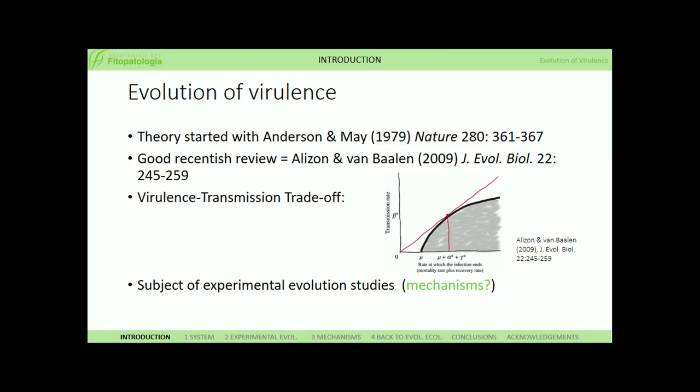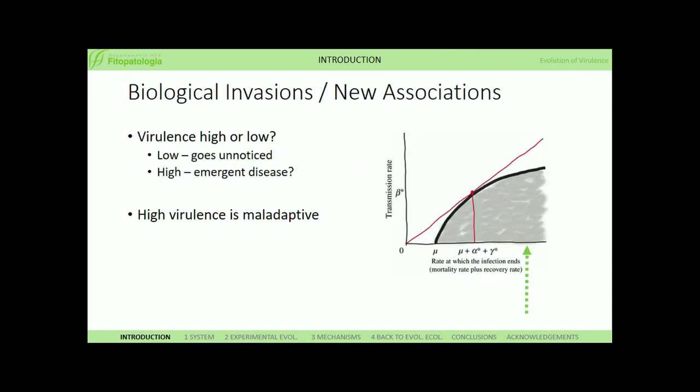This has been the subject of a number of experimental evolution studies, Daphnia and all sorts of things, of course, E. coli and bacteriophage and so on. But often the mechanisms are not very well understood, it's just assumed there's this selection and the organisms can respond. Then what happens if you have a biological invasion or a new association between host and parasite?